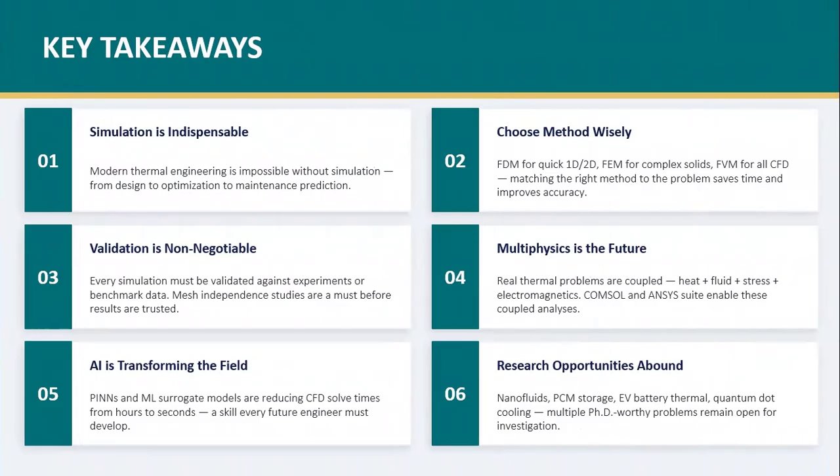What are the key takeaways from today's guest lecture? As we conclude, let us summarize the key messages from today's lecture. Simulation has become inevitable in modern thermal engineering. Selecting the right numerical method is critical for obtaining accurate and efficient solutions. Validation remains an essential component before simulation results can be trusted.